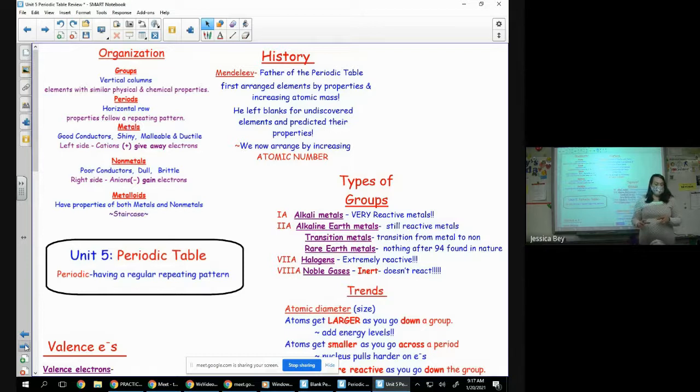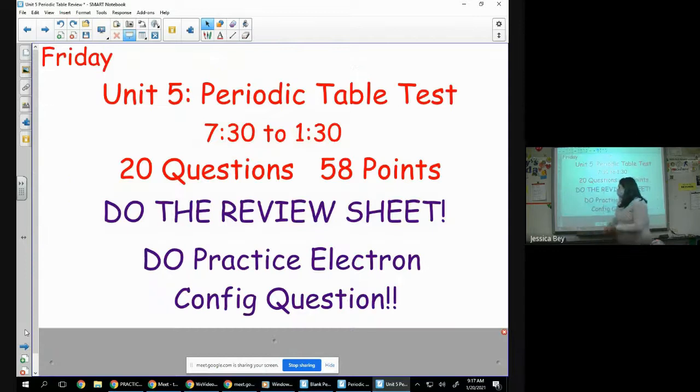But like I said, you want to make sure your periodic table is ready to go. Hopefully it's colored. Hopefully it's labeled, things like that. Okay, so that's all I had. I just wanted to make sure that you knew what was coming your way Friday after our lab tomorrow.